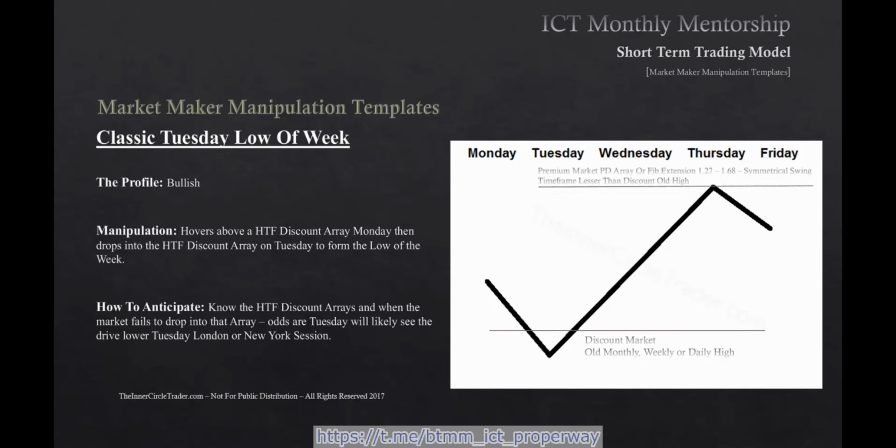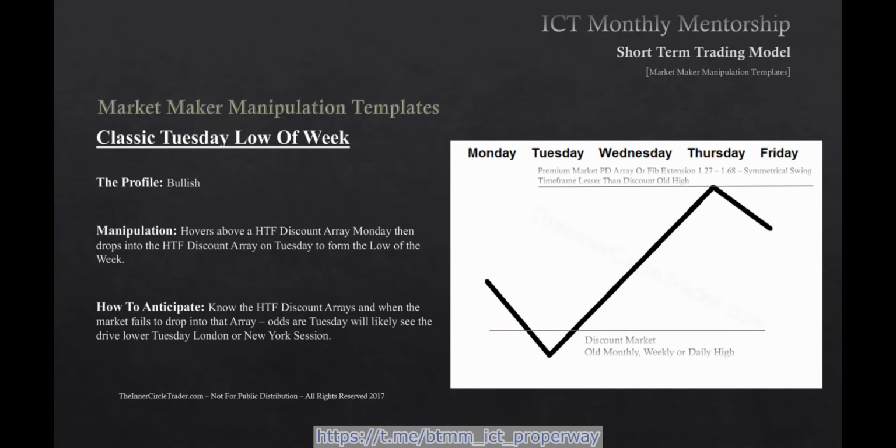You'll be looking for this market to trade up into a premium PD array and or a fib extension combination of 127 or 168 extensions or a 100% symmetrical price swing, or what I classify as a perfect market structure swing. You're going to be looking for it to trade up to this premium market PD array and overlapping fib in a time frame lesser than the discount old high.